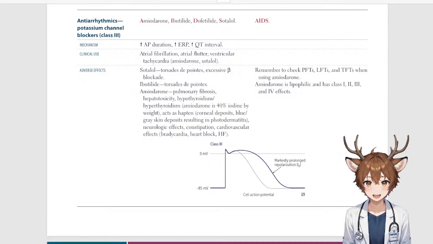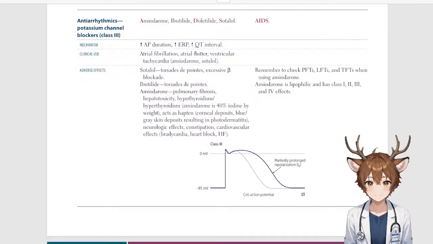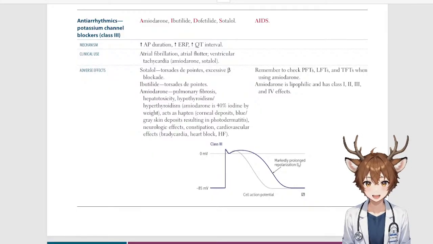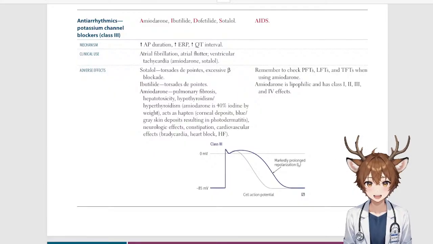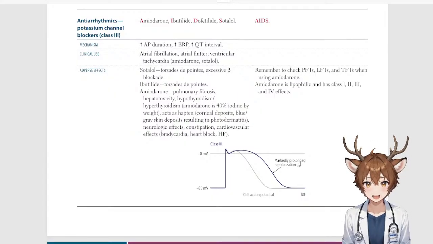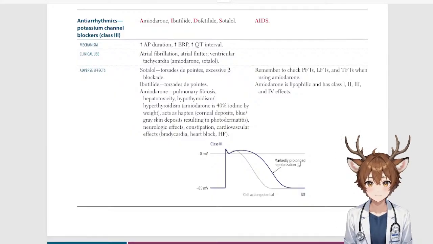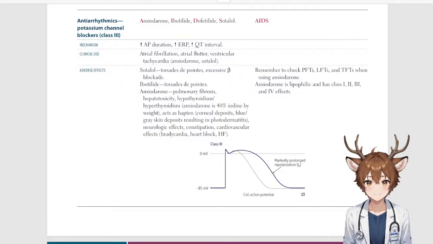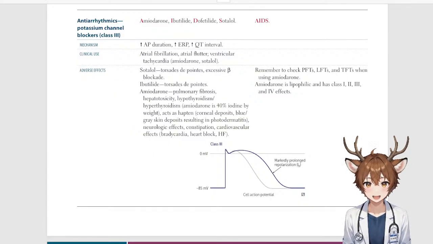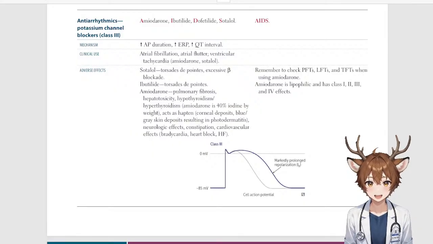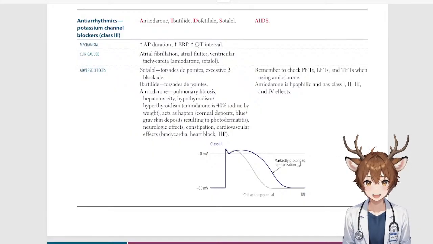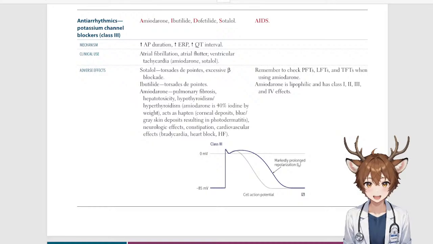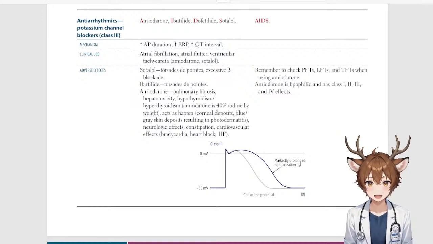Amiodarone is lipophilic and has class 1, 2, 3, and 4 effects. So, I think there's another one of these class 3. There's another drug that has multiple effects from different classes, but I think amiodarone is the one that has effects again from all 4 classes. It's also lipophilic, which is interesting. Okay, so that's what that looks like for class 3. Pay attention also to the cell action potential that they're showing here, showing a markedly prolonged repolarization.